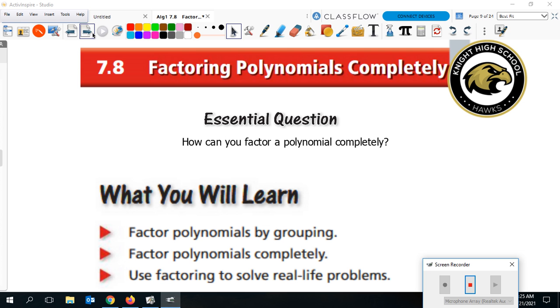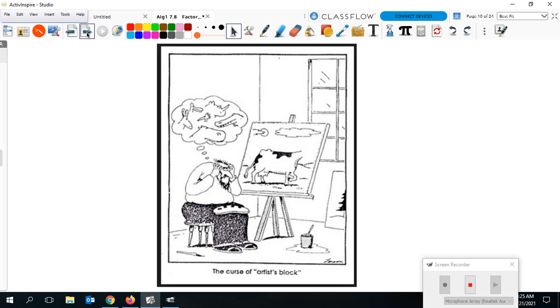But let's start with our cartoon. Here's a Far Side cartoon, an artist painting a picture. It looks like a cow from the body style, but then he says the curse of artist's block. You can't figure out what head to put on the cow. Alligator head, rhinoceros head. I can't think of what's supposed to go on the top of this thing. All right, well, let's move on into our factoring by grouping.